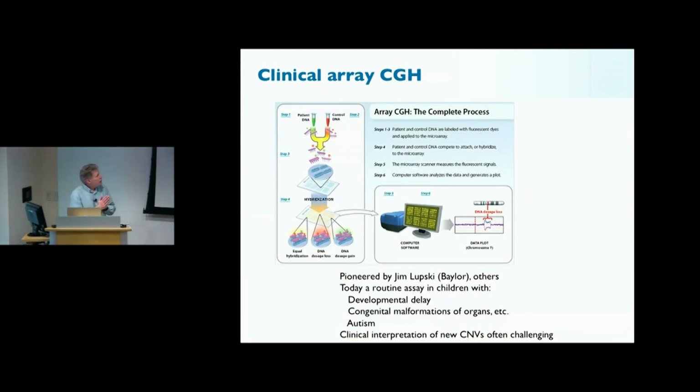Array CGH, even though it's a technique that's been around for a while, has for many years been the gold standard in how we do certain assays for copy number variation, especially in the clinic, although it's being replaced more and more today with sequencing-based assays.